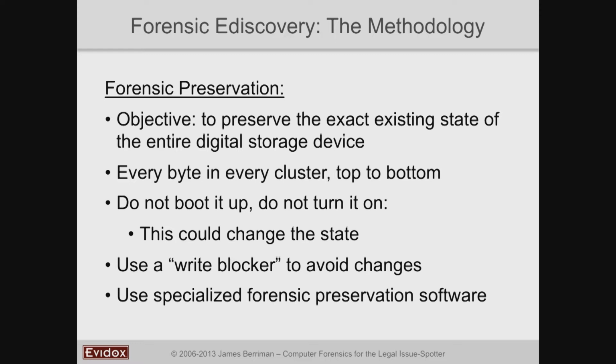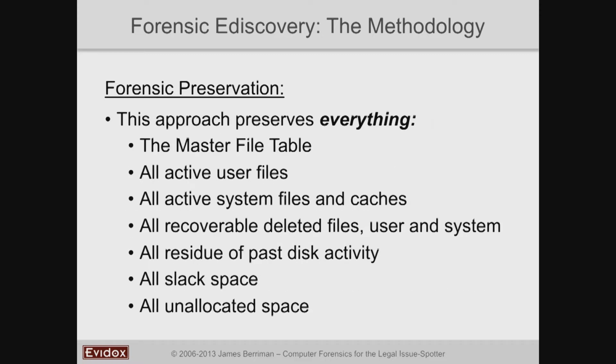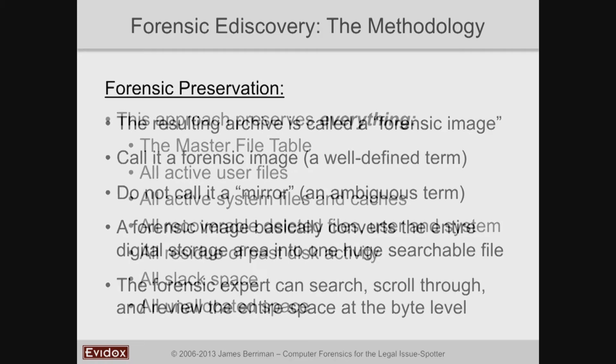Have a forensic expert do it. They use a write blocker to make sure that the process does not write any new data to the disk. Keep it in the same format it was in, using some specialized software. So this preserves everything. You get the master file table, which is very valuable. You get all the active user files, which you want anyway, the system files, caches, the recoverable deleted files, all of the residue of the past disk activity, including the stuff that was deleted. Slack space, unallocated, is all there.